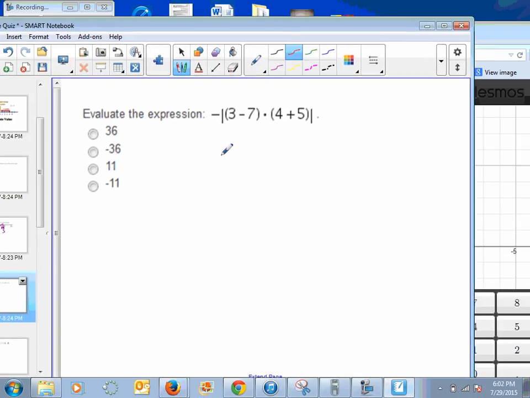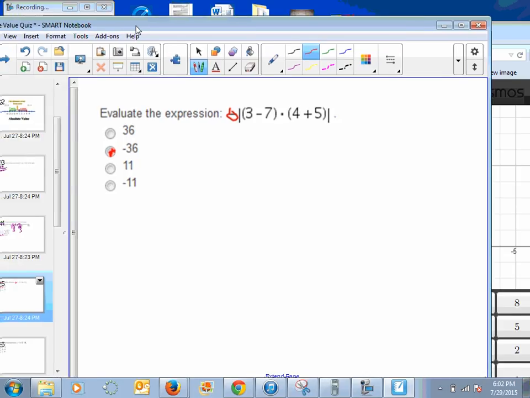And I know we've been talking about how it's got to be positive. Well, you got this negative up in front here. So that's why, ultimately, the answer is negative, because that negative is outside of the absolute value bars.